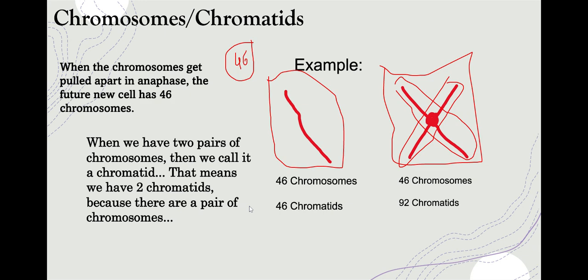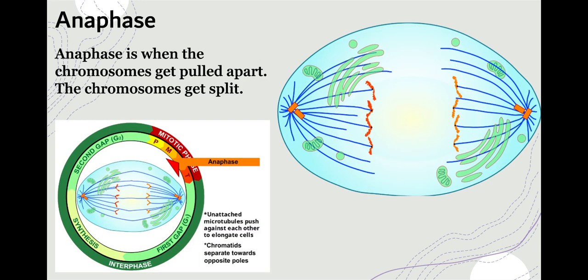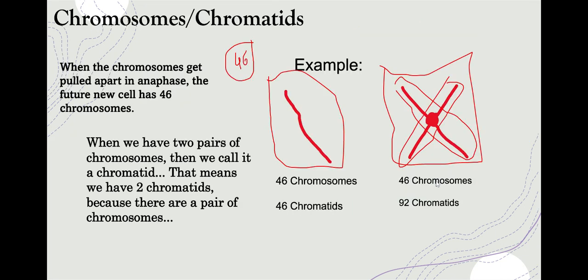So yeah, when the spindle fibers pull apart the chromosomes, these are still 46. So this side is still 46 and this side is still 46, but instead of being 92 chromatids, it is just 46 chromatids. So hope that clears out a bit of confusion.